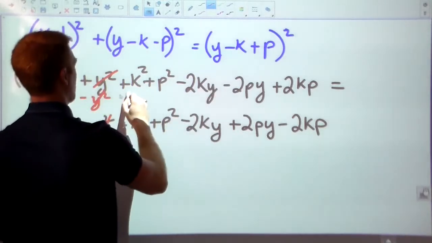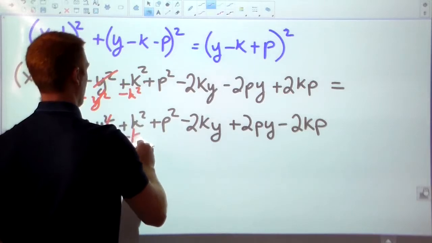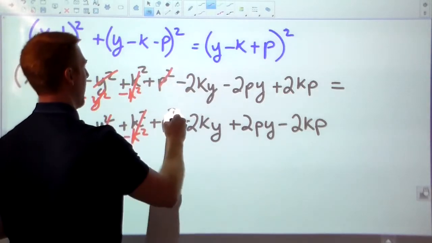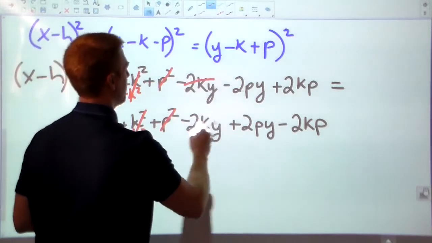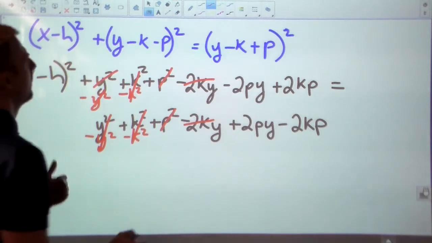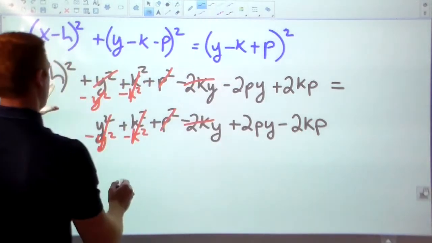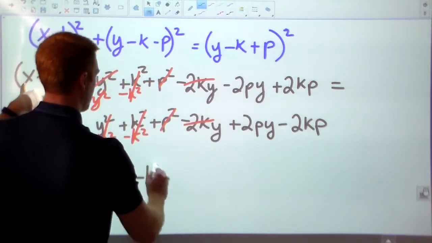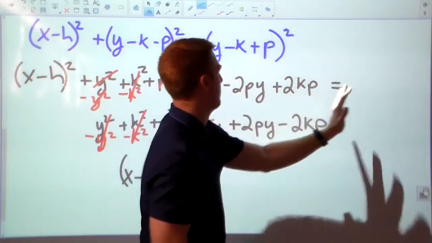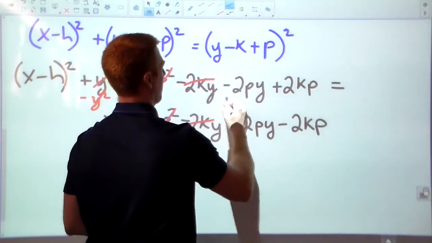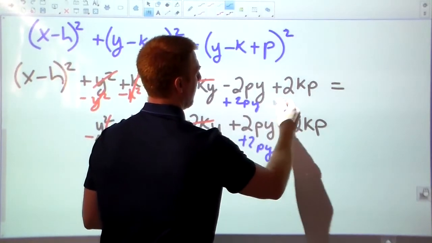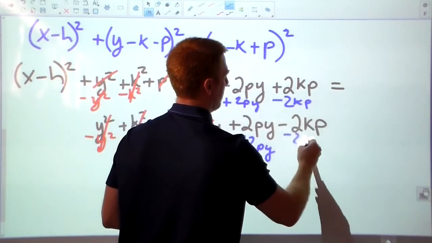You can subtract k squared on both sides, and that will go away. Anything that's the same on both sides, you subtract it out and it's gone. So all this stuff, I put those together on purpose. All those things are now gone. So at this point, what I would do is keep x minus h squared over here, and I would move these two to the opposite side. That'd be plus 2py on both sides and minus 2kp on both sides.